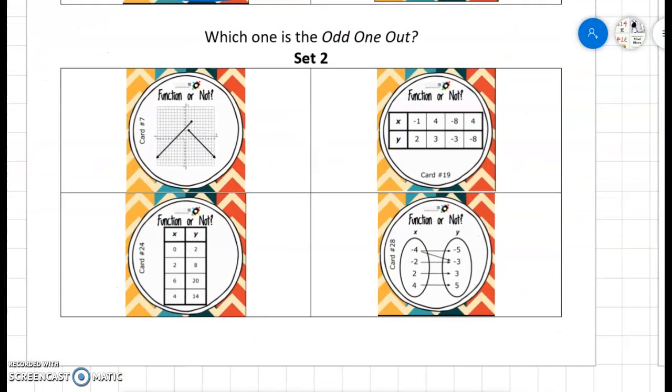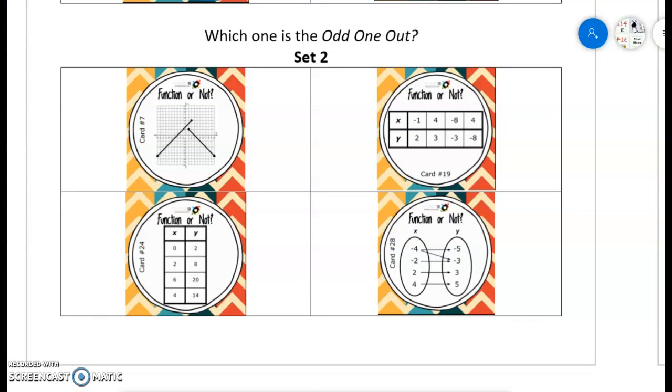When we look at card set 2, you can see here that if I draw my vertical line, this is not a function. It touches both of those graphs. This one is a function. All of the x's are different. All of the x's are different here. Now, this one, this is going to be the coordinate -4, -5, and -4, -3. So, this one is not a function.